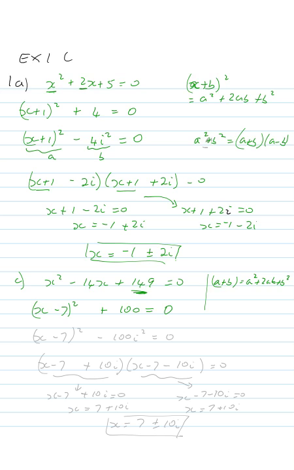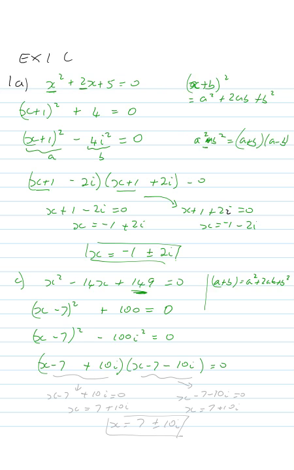Now I can see that this is going to be similar to the last question, where I'm going to rewrite this as (x minus 7) squared minus 100i squared is equal to 0. Now that's of the form a squared minus b squared, which is (a plus b) multiplied by (a minus b). Sorry, that should have been a minus b squared up there. So x minus 7 is going to be my a. Now I'll have plus 10i. Then we'll have x minus 7, which is my a, take away 10i is equal to 0.